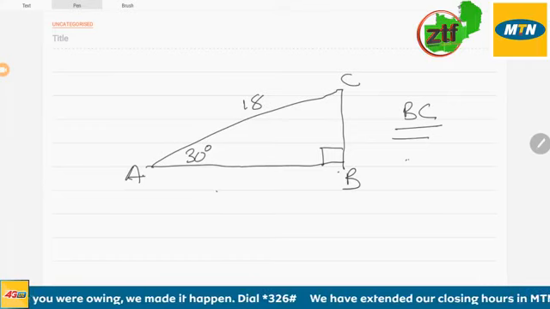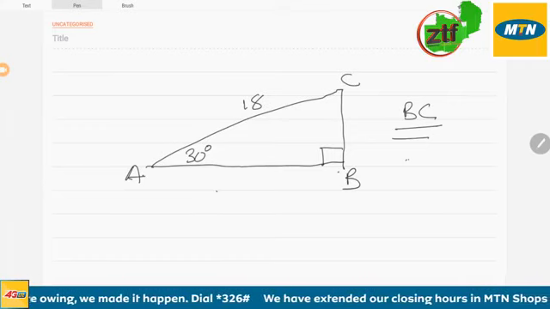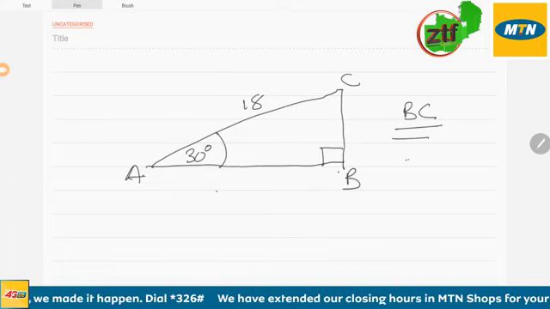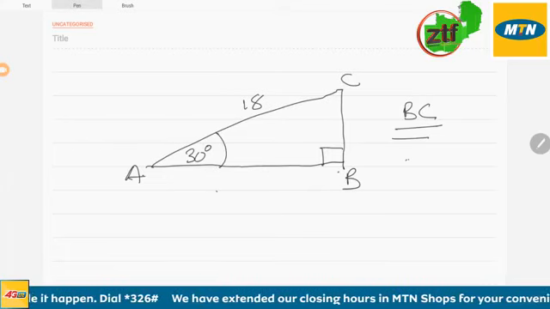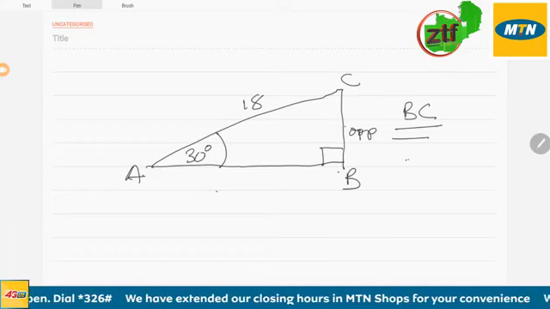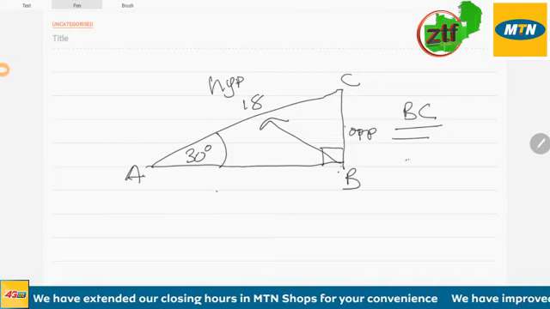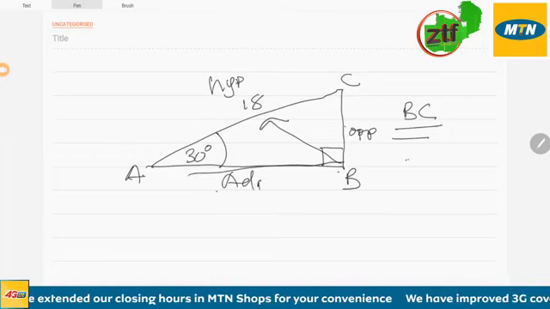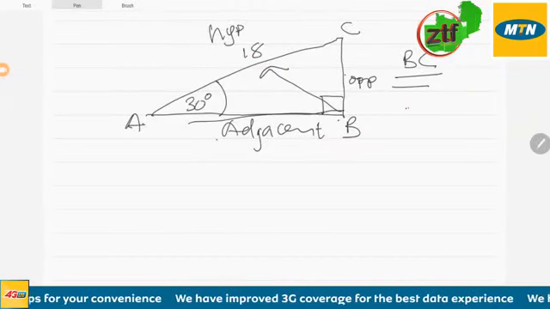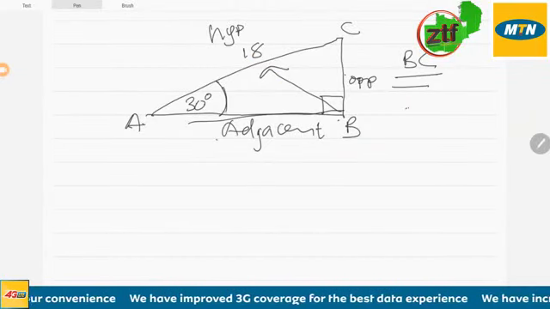Now, when you look at a right-angled triangle, we have ascertained to say the side opposite to the angle is the opposite. The side which is opposite to angle 90 is the hypotenuse, and this side will be the adjacent side. So we can use either trigonometry or we can use Pythagoras theorem in order for us to come up with the given asked question, which is to calculate the side BC. But in this case, since we have an angle 30 degrees, we are going to use trigonometry.